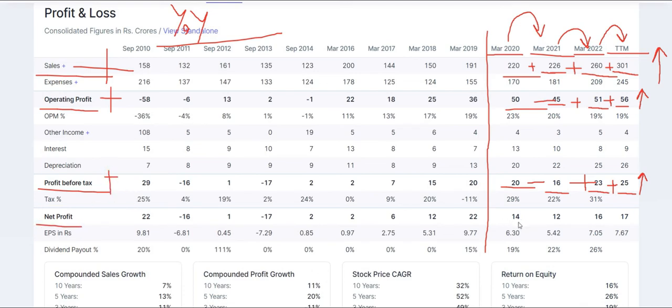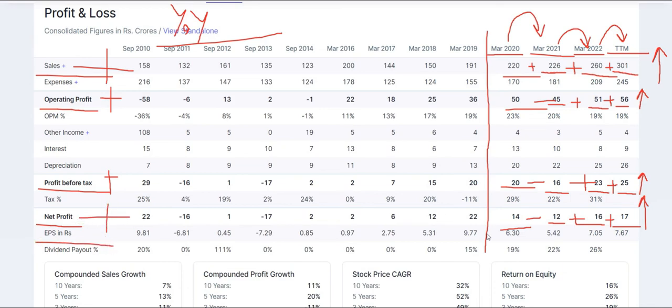Coming to net profit, it is 14 crore rupees. From that, it increased to 12 crore rupees, decreased to 12 crore rupees, then increased to 16 crore rupees, and then further increased to 17 crore rupees. So you could say net profit is also increasing on an every year basis, leaving 1 year.